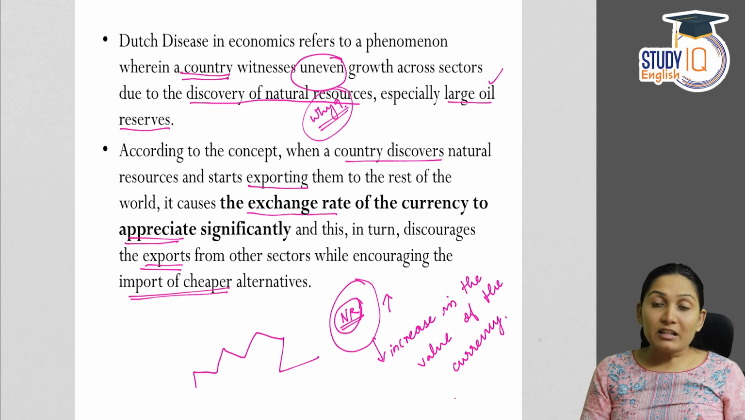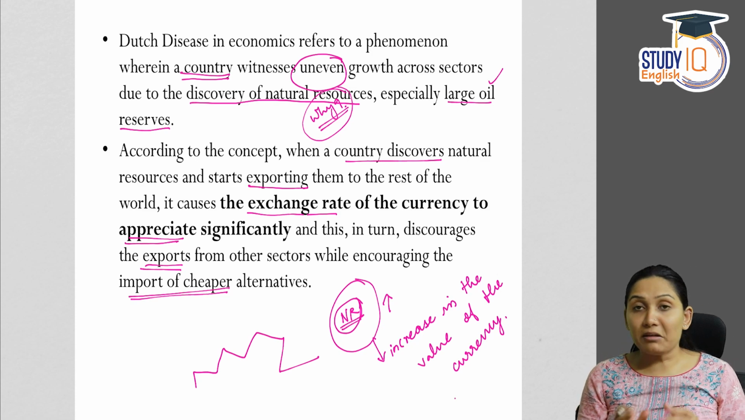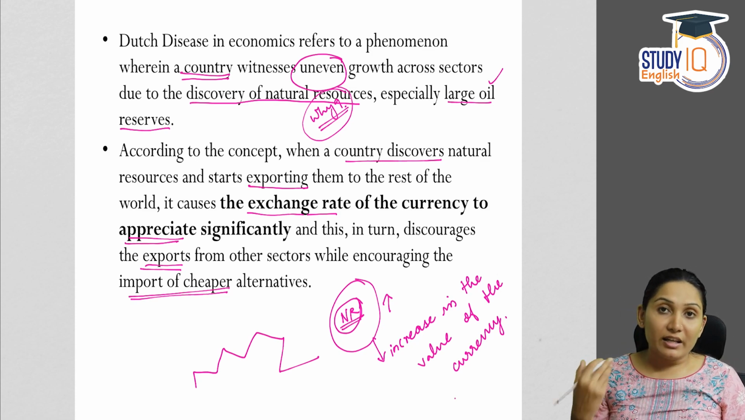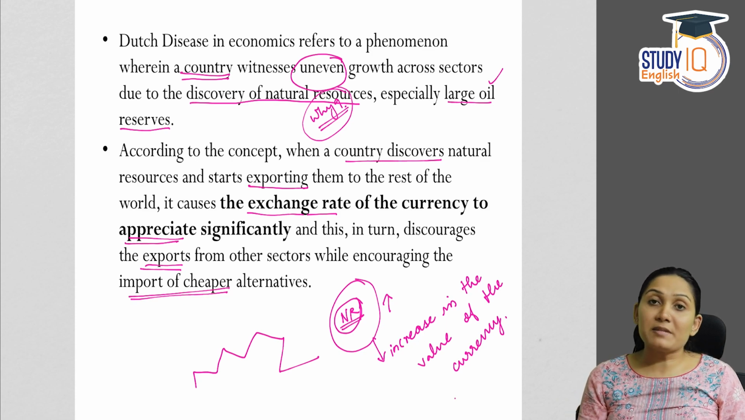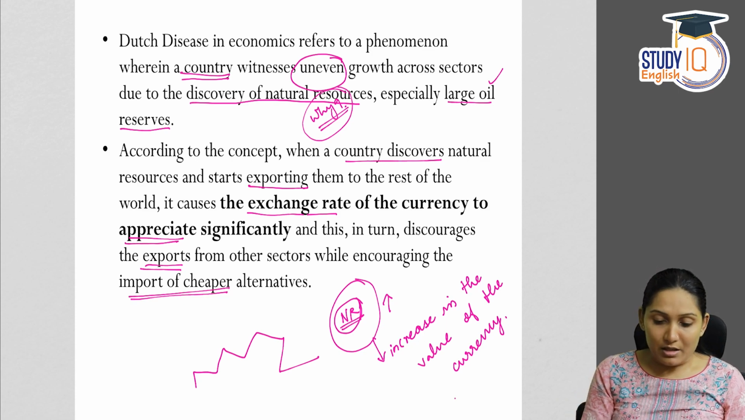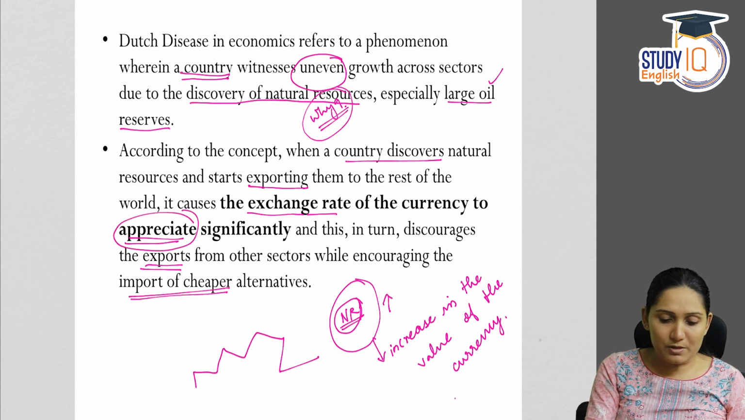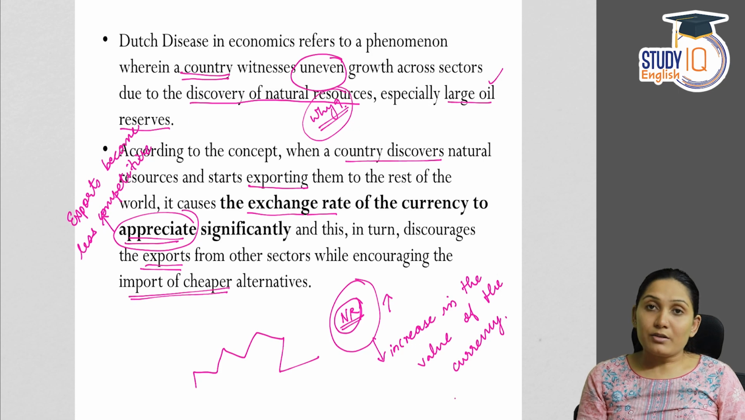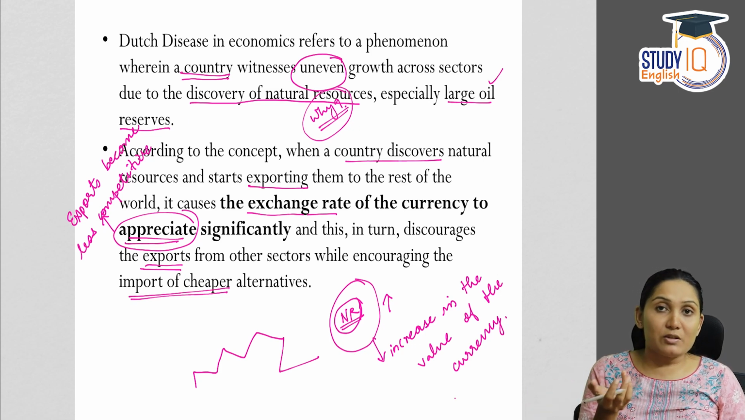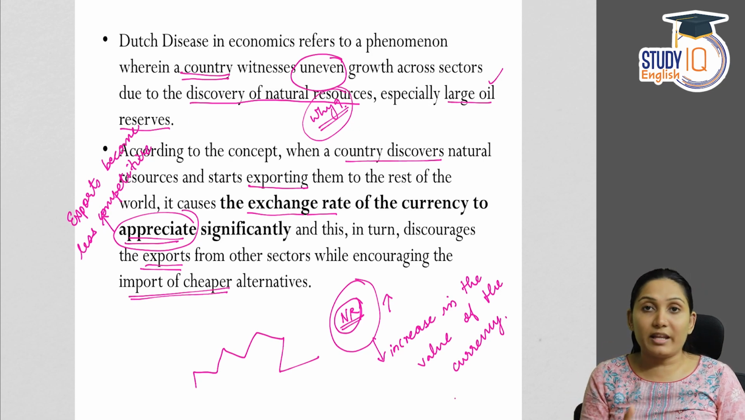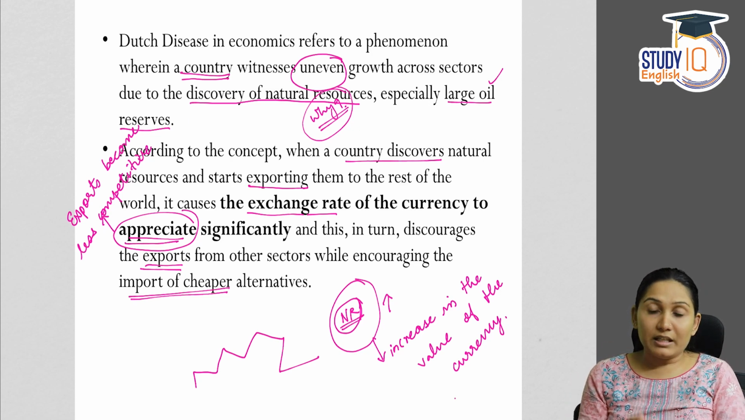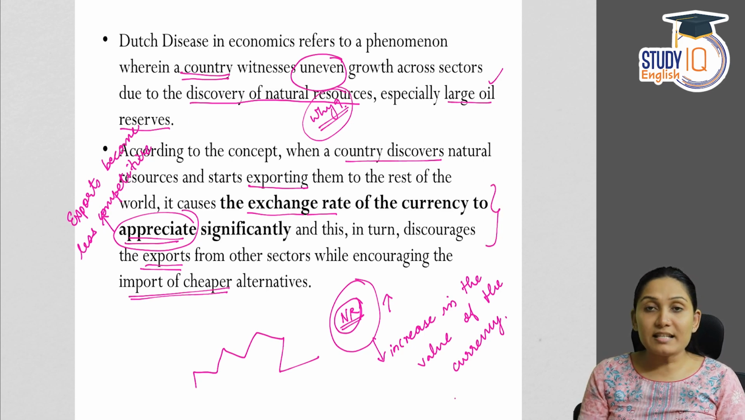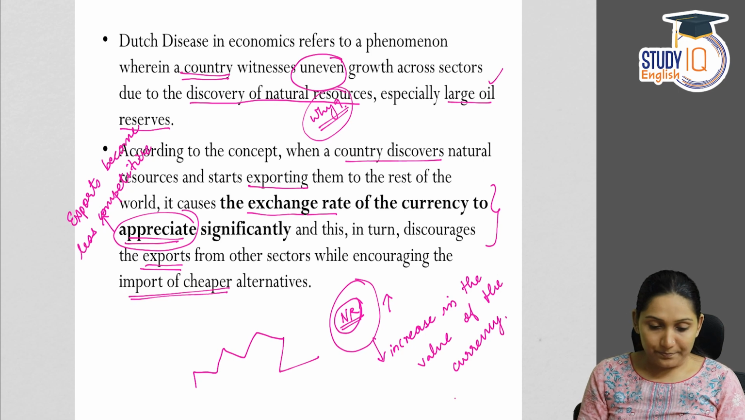Now, when a currency appreciates, it's good for the imports but not for the exports, because exports become less competitive during appreciation. So when there is appreciation, exports become less competitive. What will happen as a result of this? In all other sectors apart from this natural resource, there will be discouragement of the exports, and therefore the import of cheaper alternatives will increase. So that's how the other sectors will not grow much.